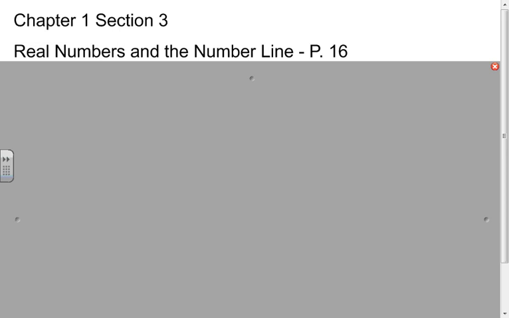Hey everybody. Chapter 1, Section 3, titled Real Numbers and the Number Line, begins on page 16.